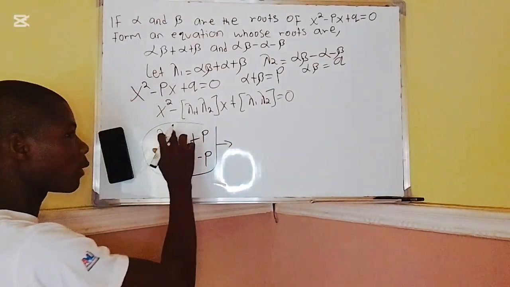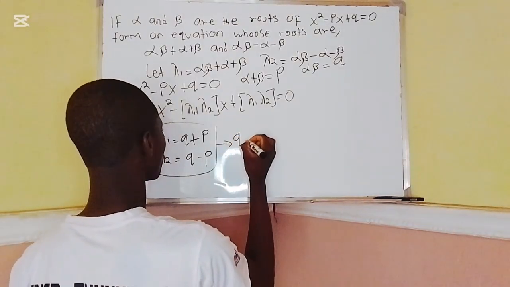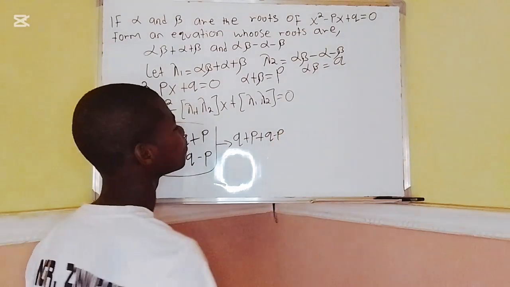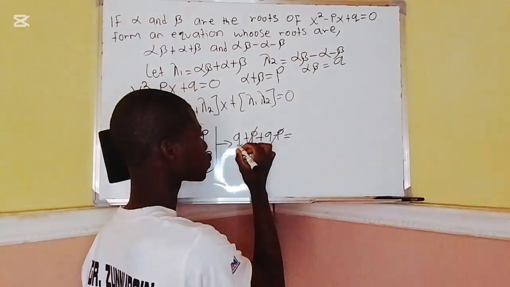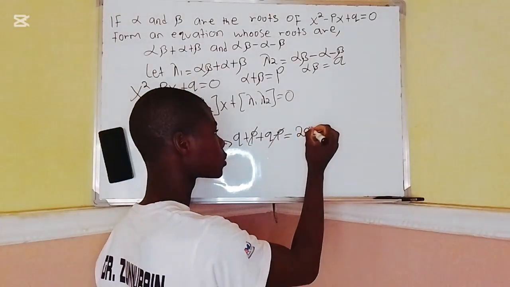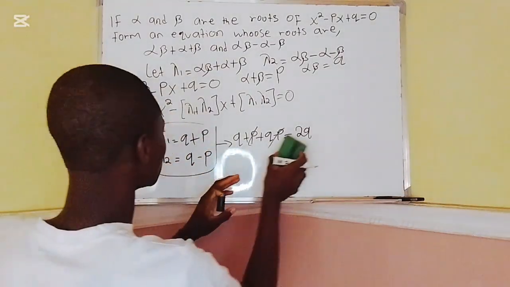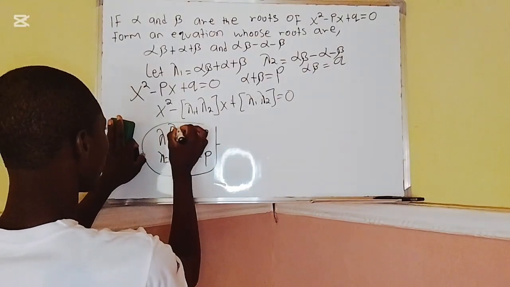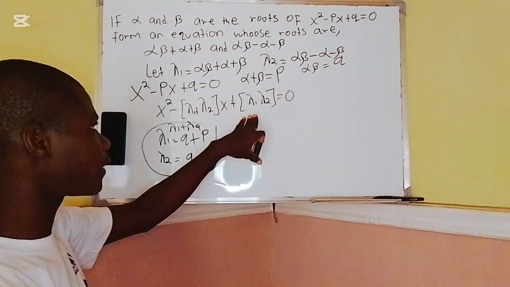If I add lambda 1 and lambda 2, it will equal q plus p, and then plus q minus p. So plus p minus p, they cancel each other. q plus q equals 2q. So automatically the value of lambda 1 plus lambda 2 is 2q.